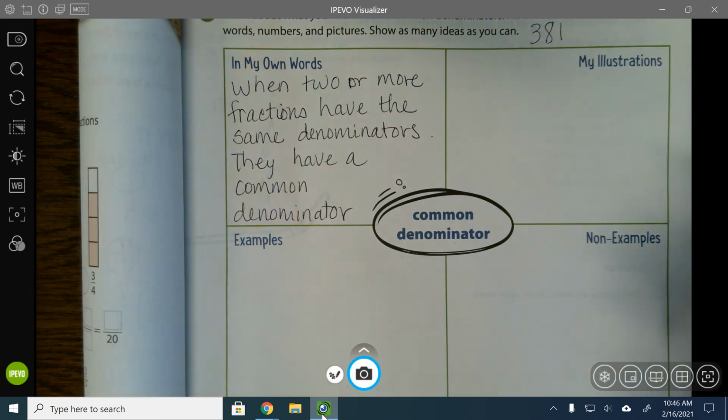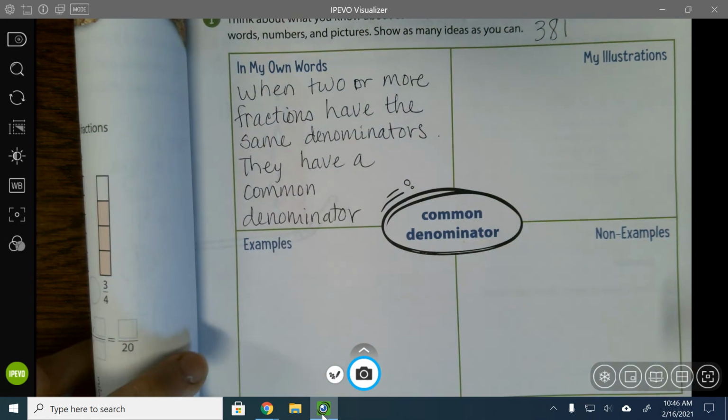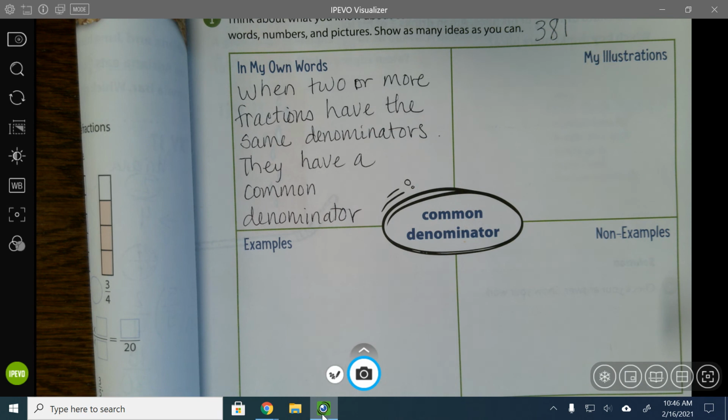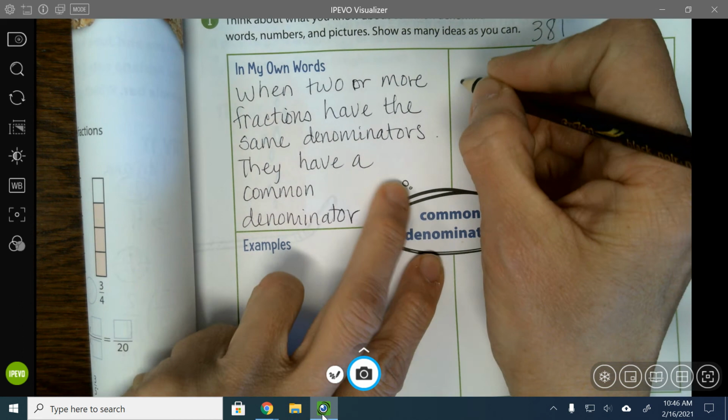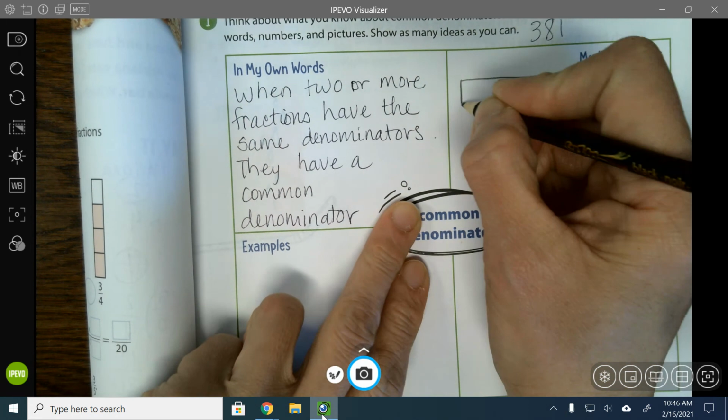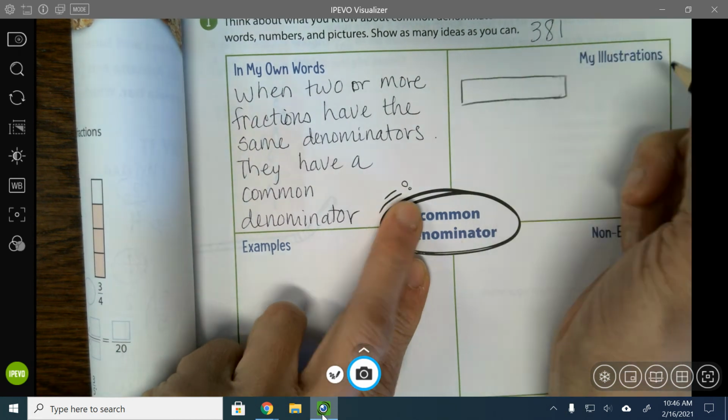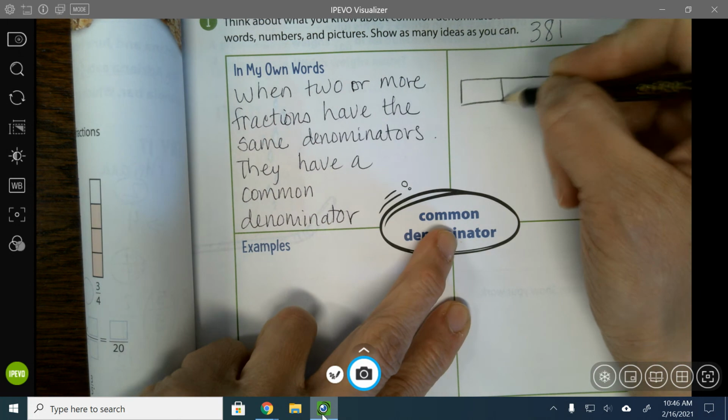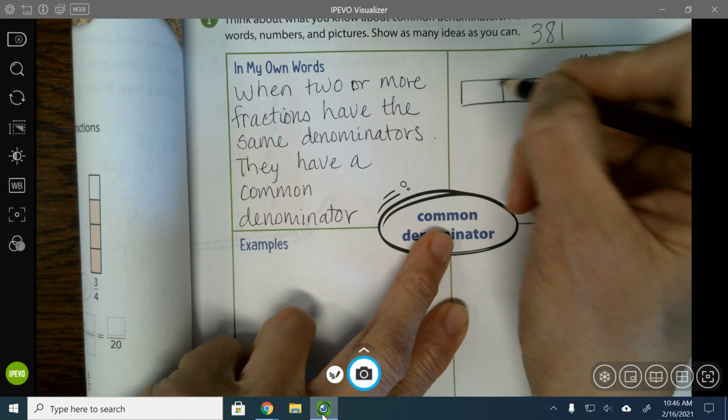All right, so we're going to do an illustration of what that looks like, okay? So I'm going to get some color pencils out. Give me a second. I'm going to use purple. No, pink. Pink looks good. All right, so here is my first illustration. I have a bar of a whole, and I'm going to separate this bar into thirds, right?